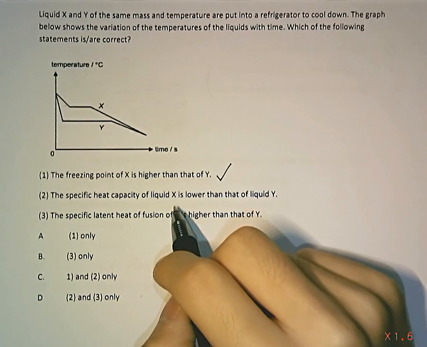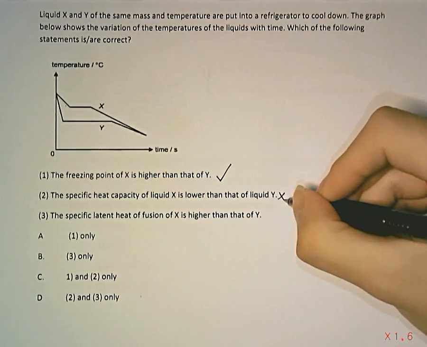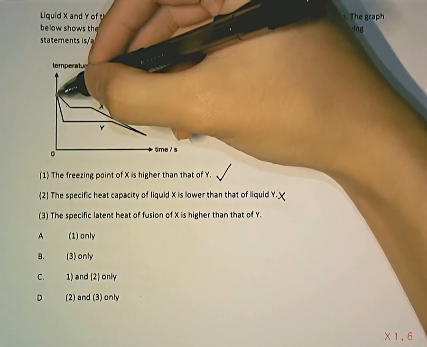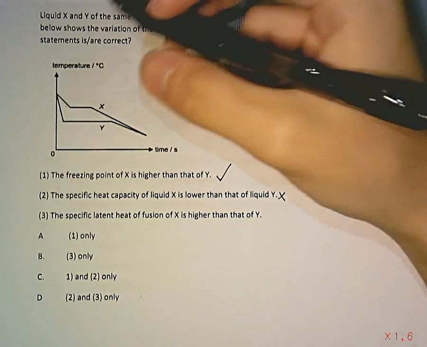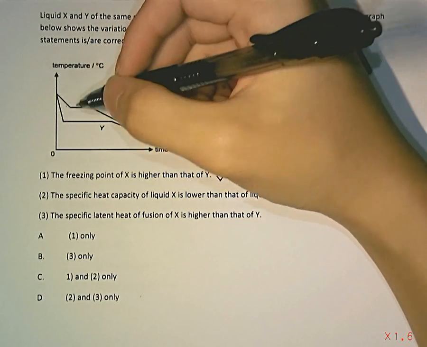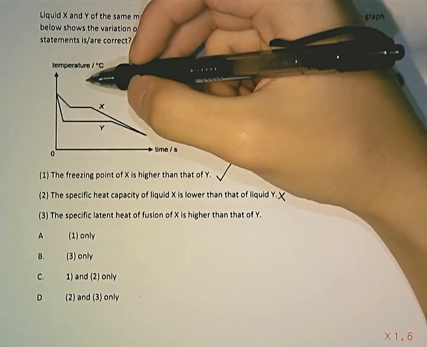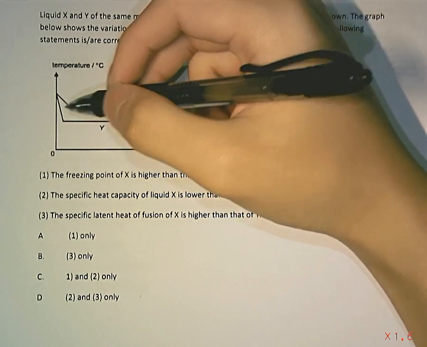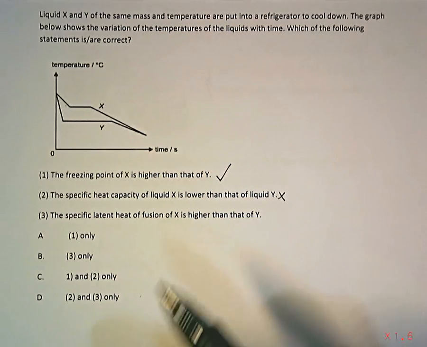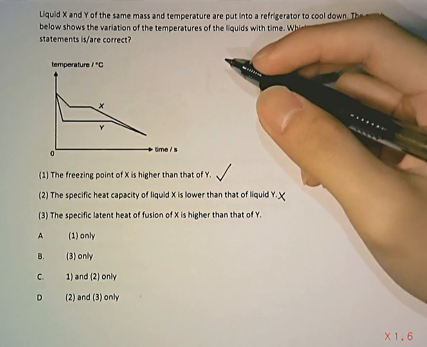Specific heat capacity of liquid X is lower than that of liquid Y. Well, this is actually going to be wrong. Remember, we are looking at the gradients of our graph. Basically, we are trying to find out how much energy we need to add or remove, in this case, from our liquid in order to have the same kind of a drop in temperature. So that's what we are trying to look at.